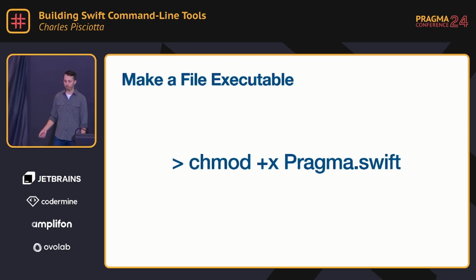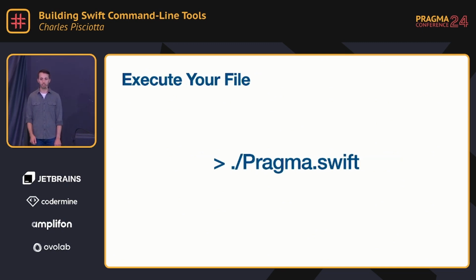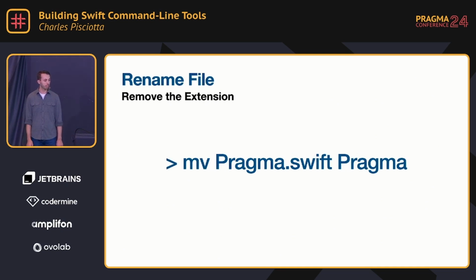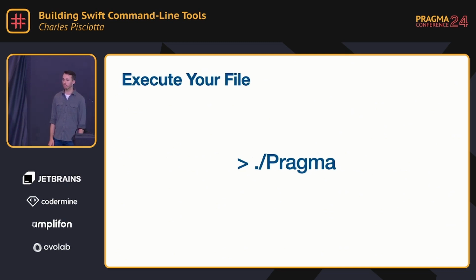So similar to shell scripts, we can chmod and make the file executable. Once you do this, you can simply call the command like so. But we can take this a step further. If we want to introduce portability and specify explicitly that it's a Swift file, you can add a hashbang to the top of your file, similar to what we might do with bash. You can rename the file, dropping the Swift extension, and then you can just call your command like this. Now, you can even take this a step further, moving it so that this way you can simply call it as Pragma, similar to what we might do with git commands or SPM commands.